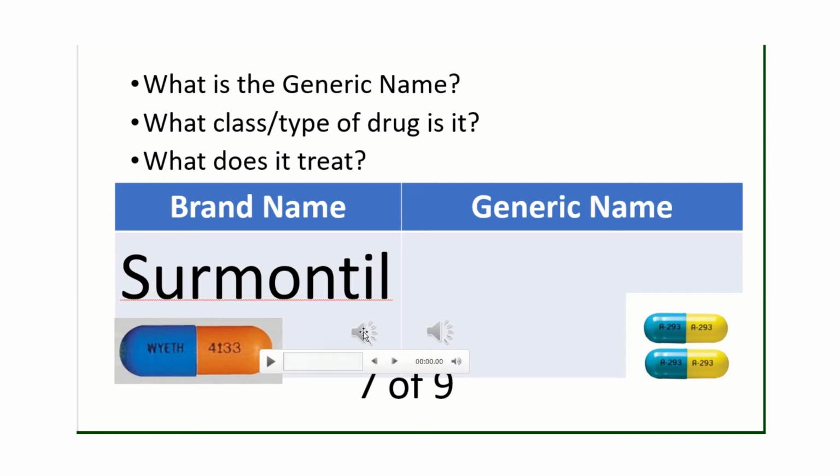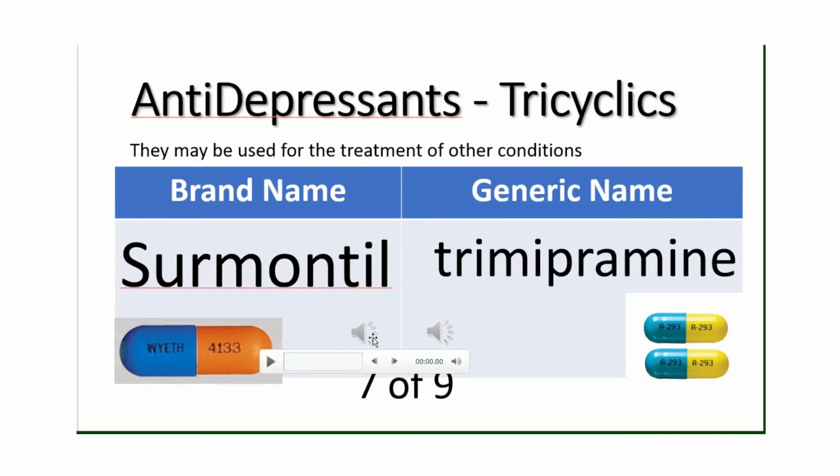What is the generic name for Surmontil? What type of drug is Surmontil? What does Surmontil treat? The generic name for Surmontil is trimipramine. Surmontil and trimipramine are tricyclic antidepressants. Surmontil and trimipramine may be used for the treatment of other conditions.